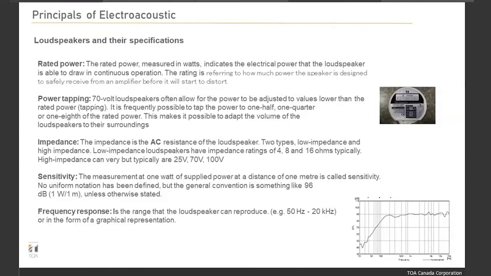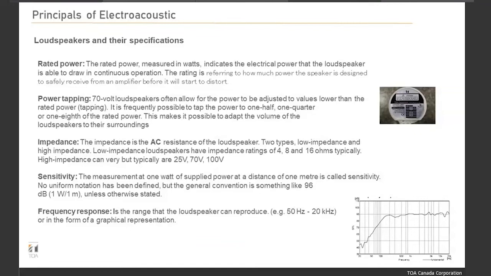So it is frequently possible to tap the power down to 1/2, 1/4, or 1/8 of the power. And that makes it possible to adapt the volume of the speakers to their surroundings. Then impedance refers to the AC resistance of the loudspeaker. There are two types, low impedance and high impedance.